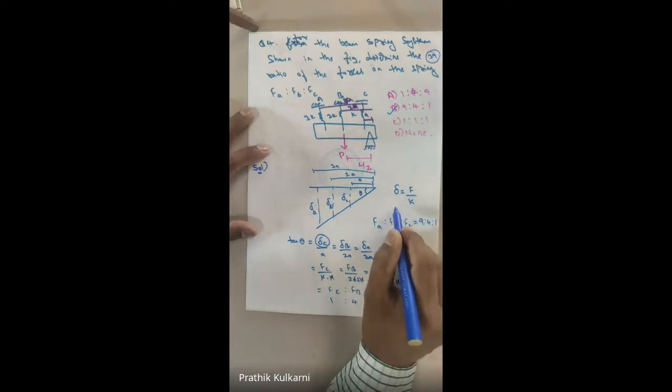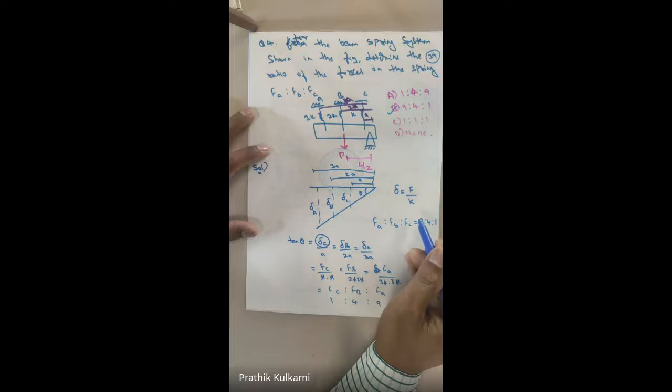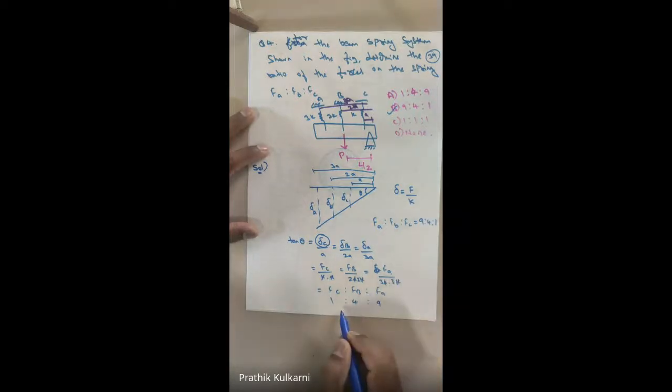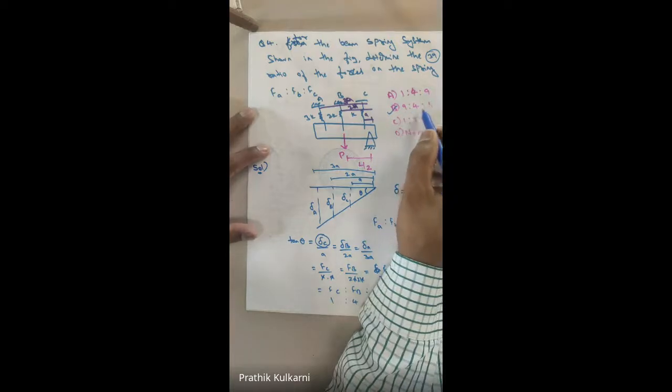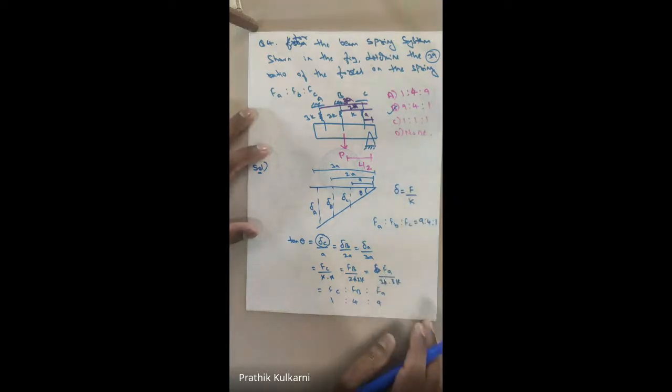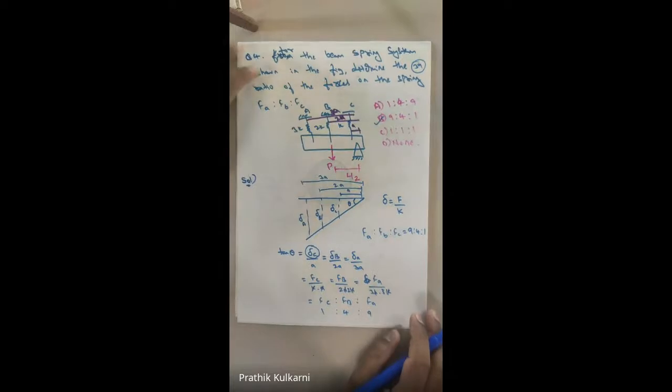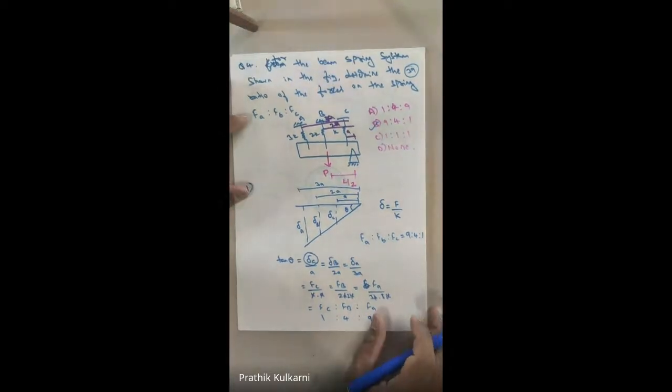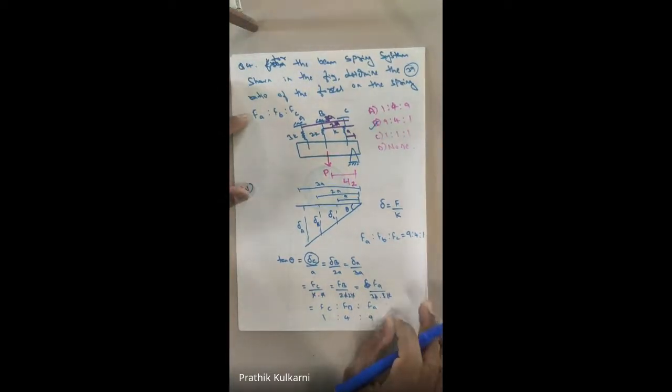We have taken delta as F by K. That one you have to remember. So from here, what is the answer we have got? We have got an answer as 9 is to 4 is to 1. Is this comfortable? So we have solved a total of 4 problems. If you have any doubts, you can just ask me.